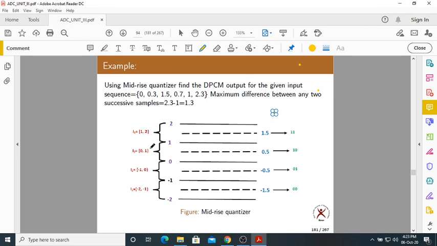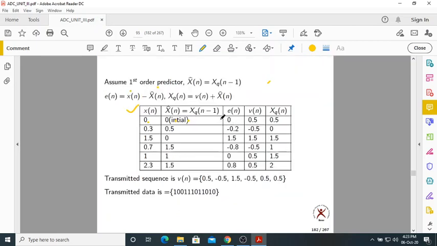0 means it lies in which interval? Third interval. Third interval means it is quantized to 0.5. So error 0 is being quantized to 0.5. So what is x q of n? What is x q of n? v of n plus x cap of n. You just find out. So that is v of n plus x cap of n. This much. So that is about the first output.